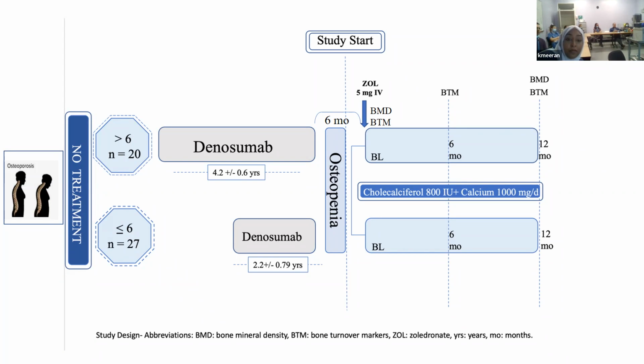The stopping is because of the concern about the atypical fractures. But that applies to zolendronate. Is it the same? I don't know if it's the same. I think what you definitely don't want is a denosumab holiday, which will cause you to rapidly lose bone. So that's what your starting point is.